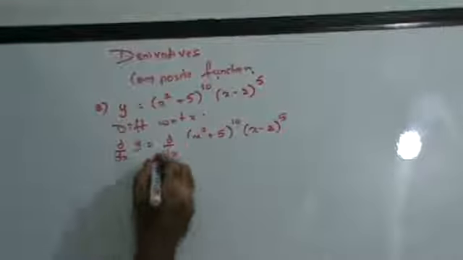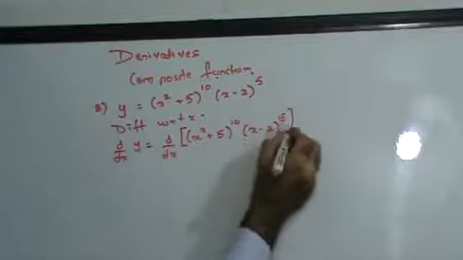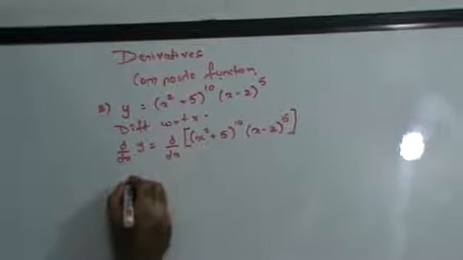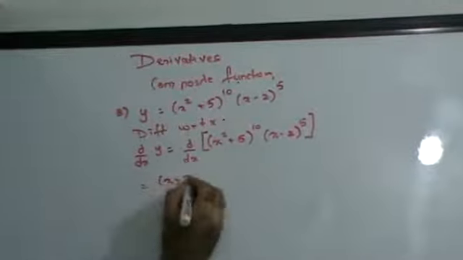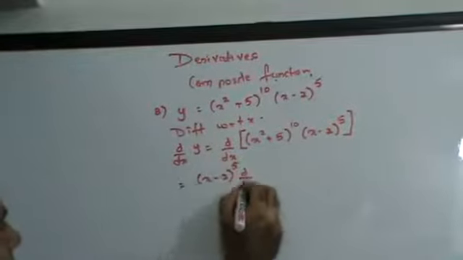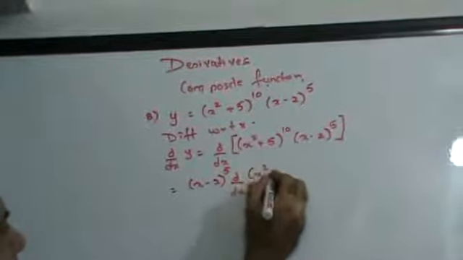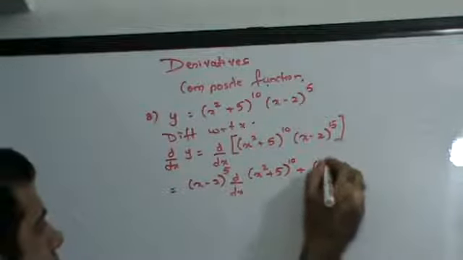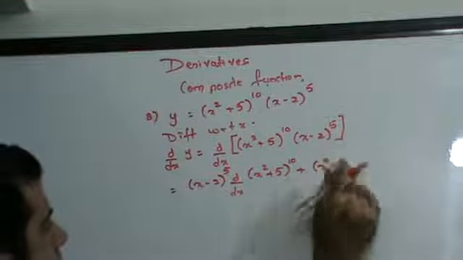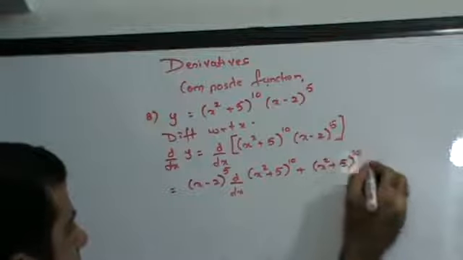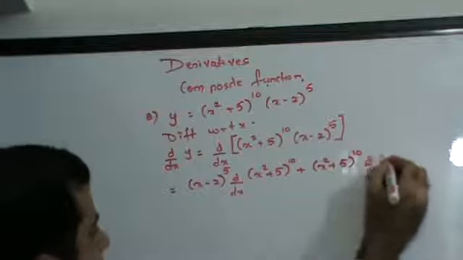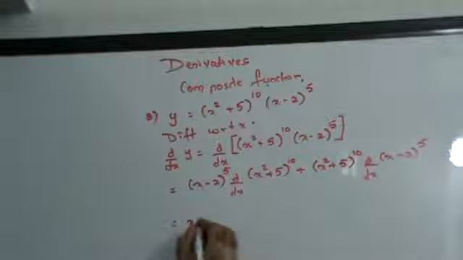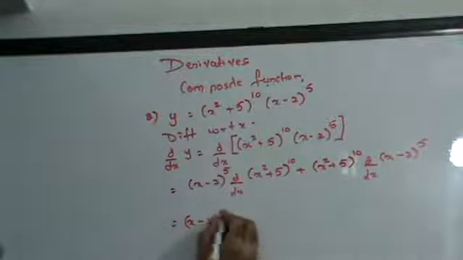Now here, since there is multiplication between two terms, first you will use the multiplicative formula, that is uv: this is v, derivative of u, plus u, derivative of v. Right? Now this can be written as (x minus 2) the whole raised to 5.